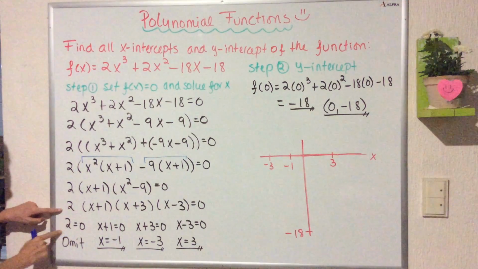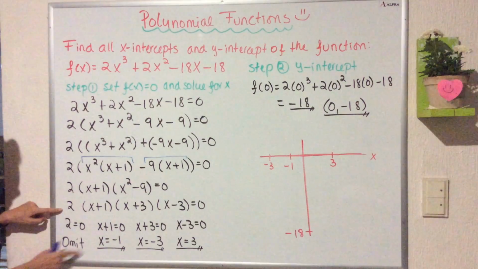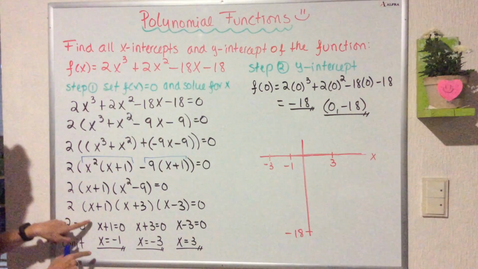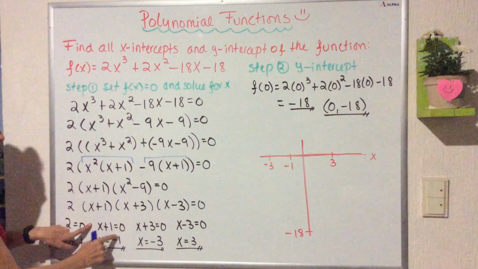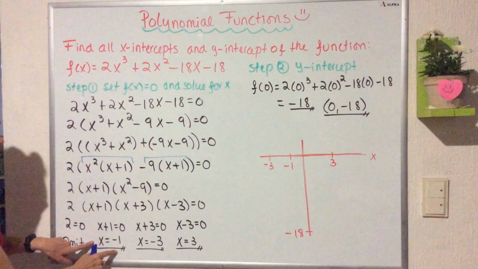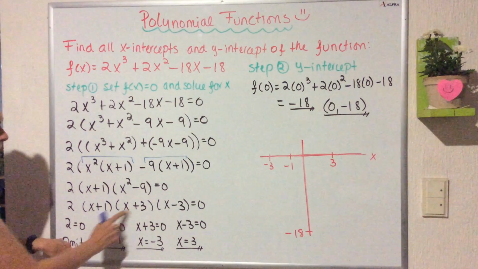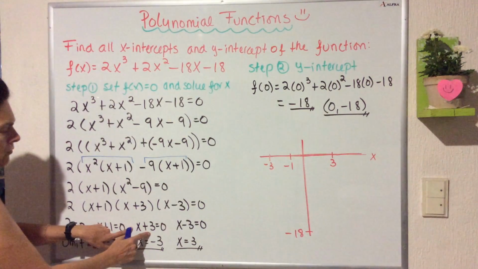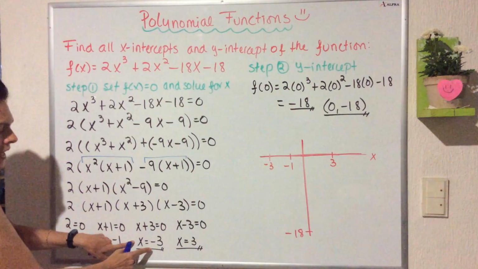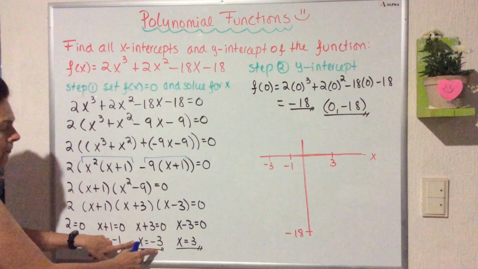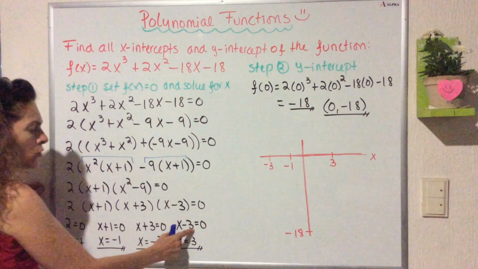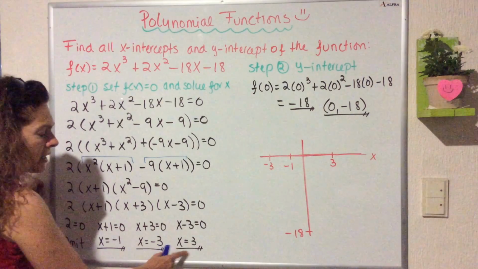And remember that when we have something like this, we omit this part. Then we have x plus 1 equals 0, and when we solve for x, we get minus 1. The second factor, we have x plus 3, then we solve for x, and we get x equals minus 3. And then we have x minus 3, and we solve for x and get 3.